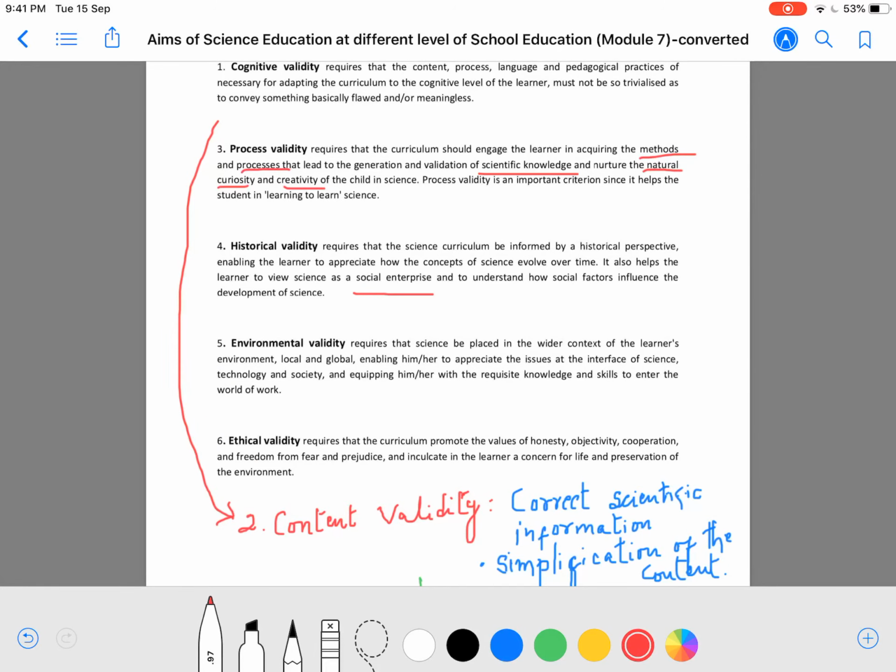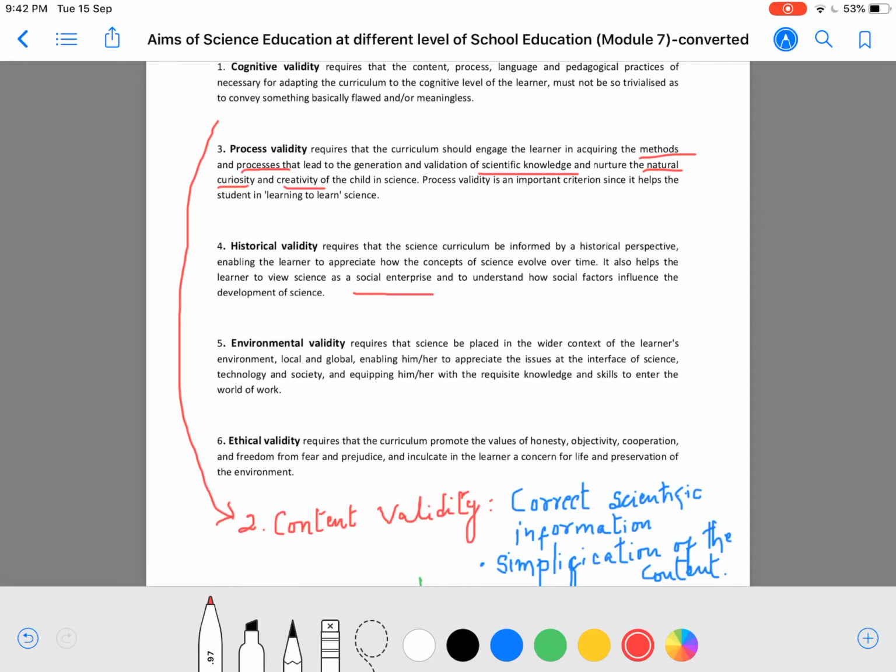That environment may be local or global, enabling him or her to appreciate the issues and the interface of science, technology and society, and equipping him or her with the requisite knowledge and skills to enter the world of work. So in the curriculum, there must be coverage of the learner's local environment, and the scientific information given in that curriculum must touch the local environment and also the global environment.